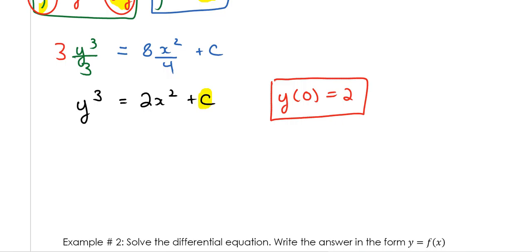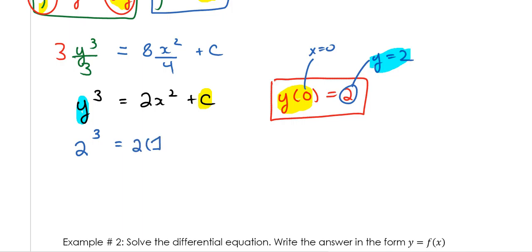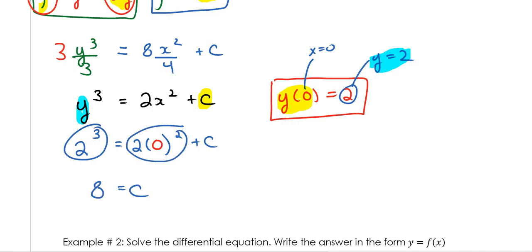c. So y of 0 means x equals 0, and this 2 means your y is equal to 2. Here's one y there, so if I plug in 2 there, that's going to be 2 to the power 3 equals 2 times 1 squared plus c. Oh, sorry, I made a little mistake here. This is not 1, this is 0. Sorry about that. If you do that, 2 cubed is going to be 8. This expression will be 0, and then c will have to equal 8. So there it is.